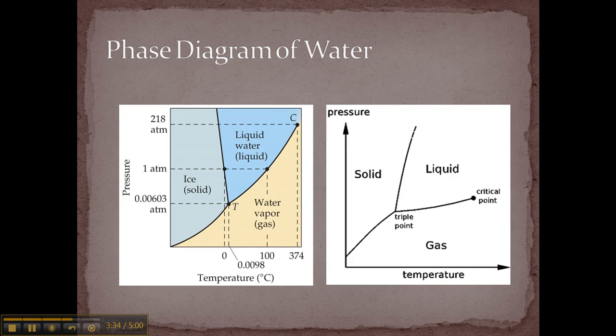Comparing the water to the simple phase diagram, we can see a slight difference. The slope of the solid and liquid line for water is negative, while for the other one, the slope is positive. This means that for water, as pressure increases, the melting point decreases.